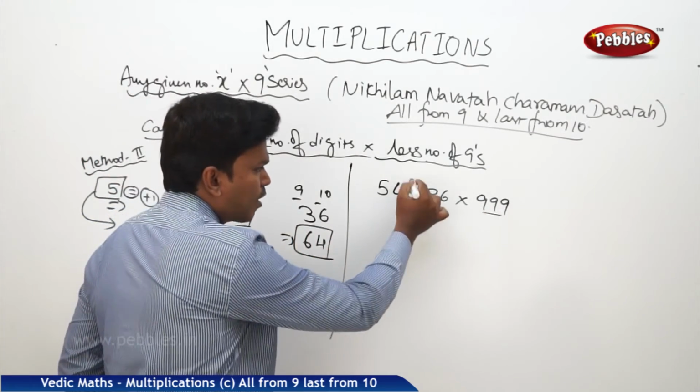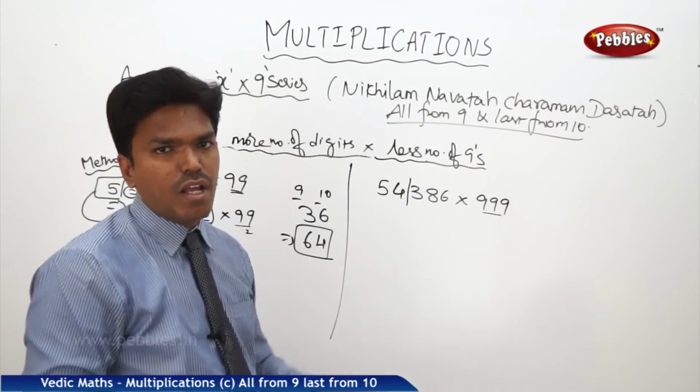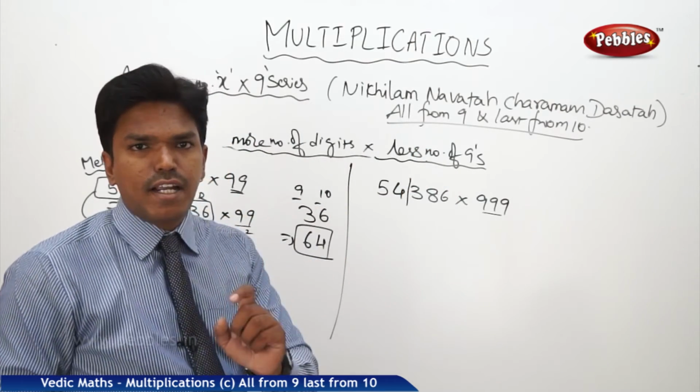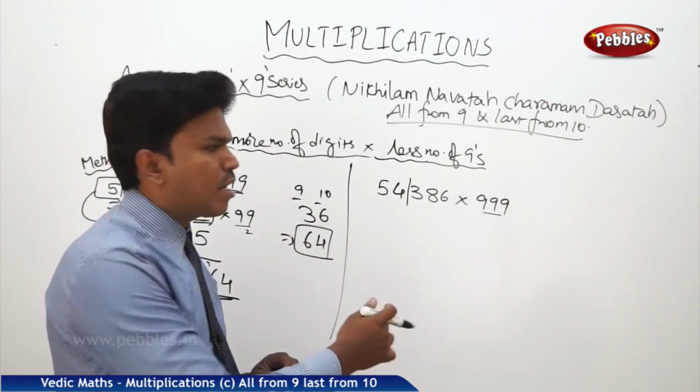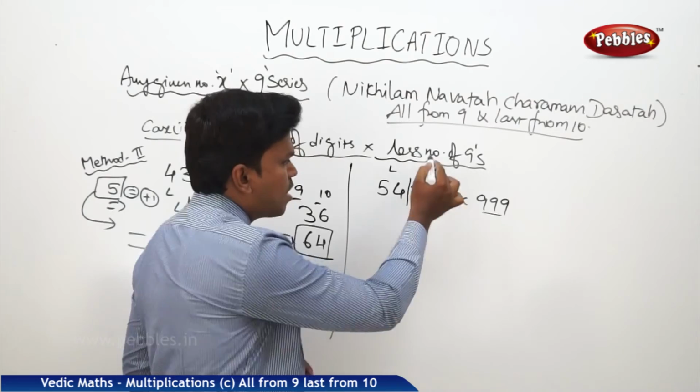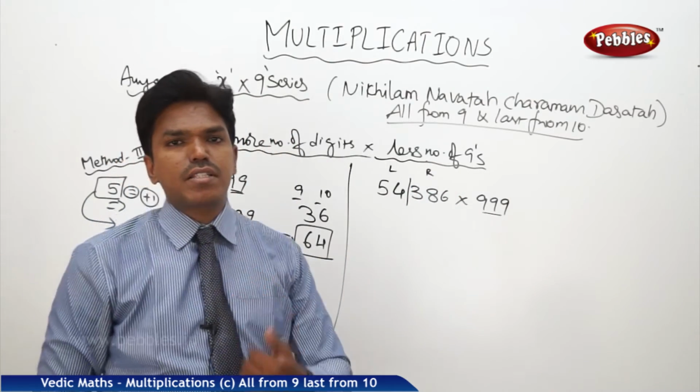1, 2, 3. I am making a partition. After making the partition, as I said, the number is divided into 2 parts: left part and right part. This is the left part and this is the right part. Okay, what is the next step?